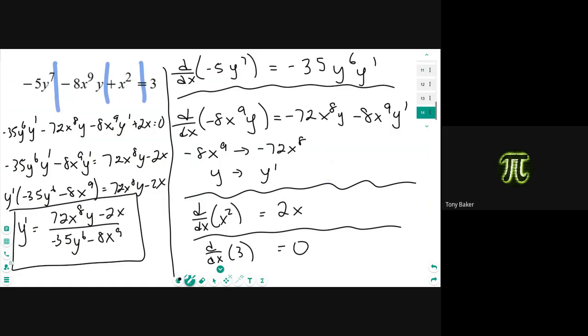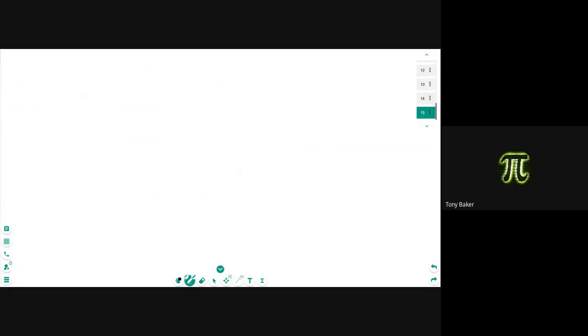So what's the key piece of implicit differentiation, which is what this is called, that I screwed up on this topic? Anytime you have the y in there, you have to have a what? A y prime. Anytime you take the derivative of y, you have y prime.